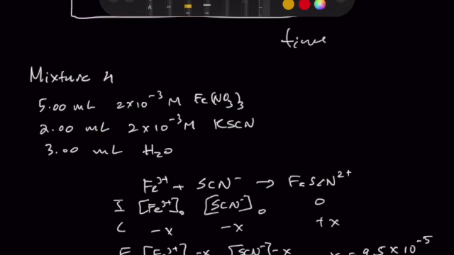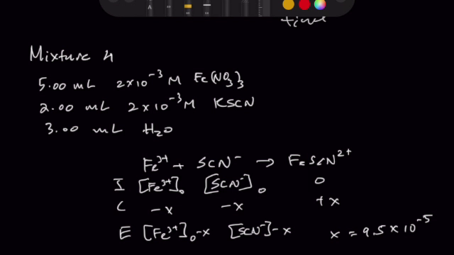All right, so I want to explain question number 5 in the prelab. It gives you mixture 4, which has 5 milliliters of 2 times 10 to the minus 3 iron nitrate, 2 milliliters of 2 times 10 to the minus 3 KSCN, and 3 milliliters of water. And it's asking you to calculate the K, the equilibrium constant, if you measure the equilibrium concentration of the product to be 9.5 times 10 to the minus 5. So what they're saying is that the concentration of this ion at equilibrium is that value.